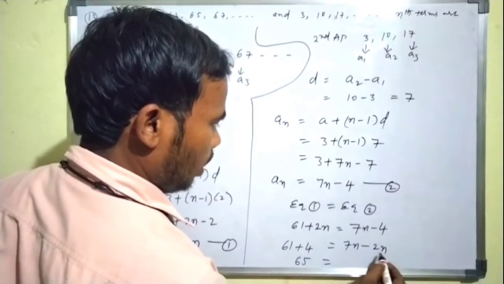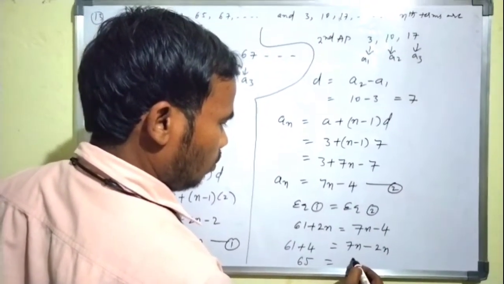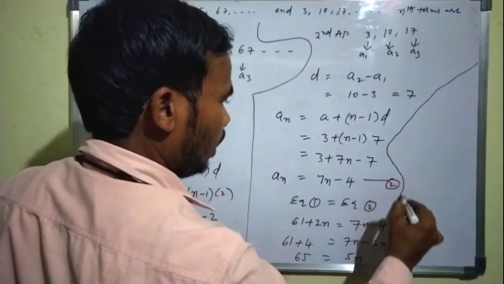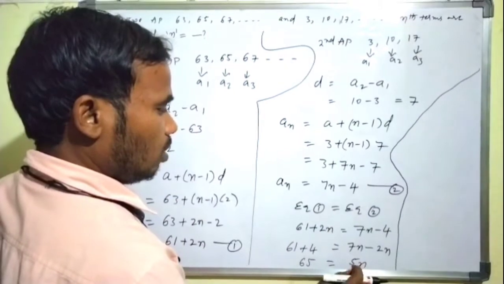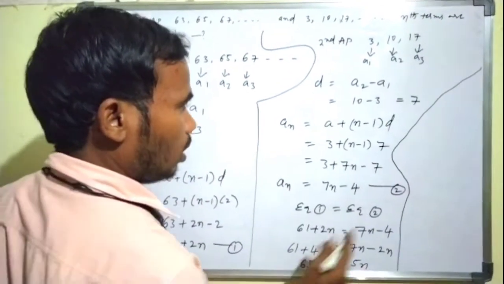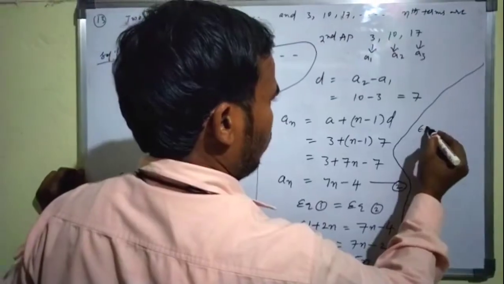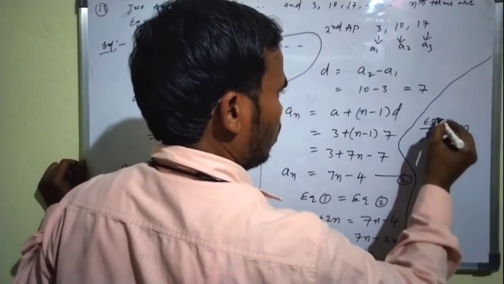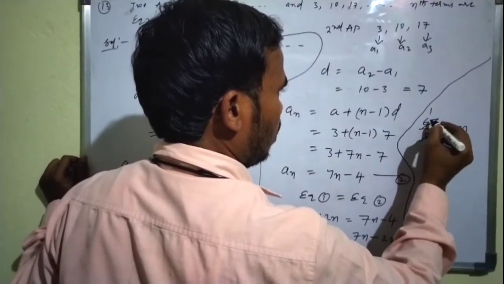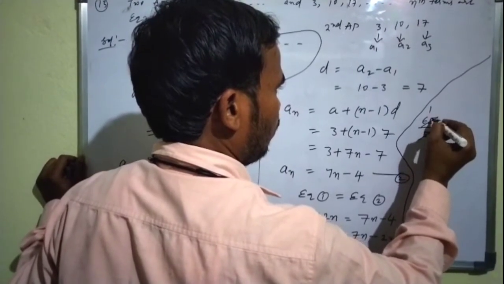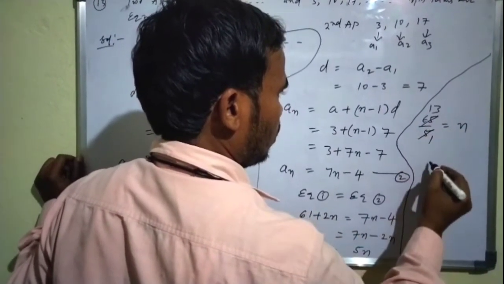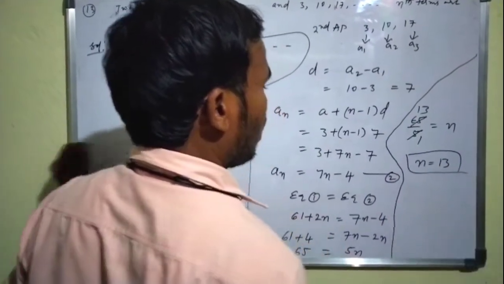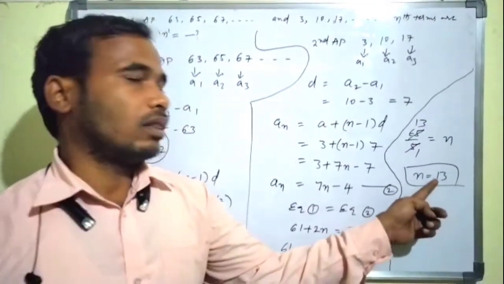Here 7n minus 2n is equal to how much? Getting 5n. So we want only the n value. So to get n, leave n here and bring the 5 over. So 65 by 5 is equal to n. 5 threes are 15. So n is equal to 13, which means the nth term, that is, the 13th.